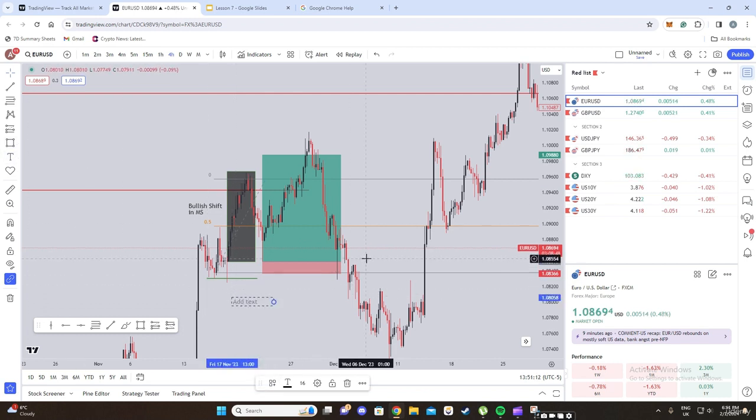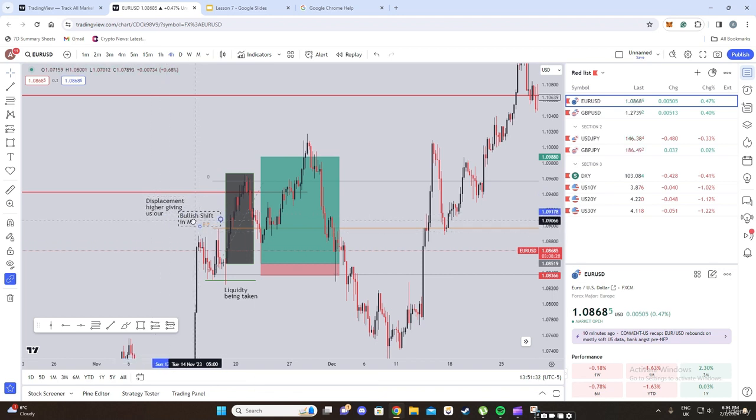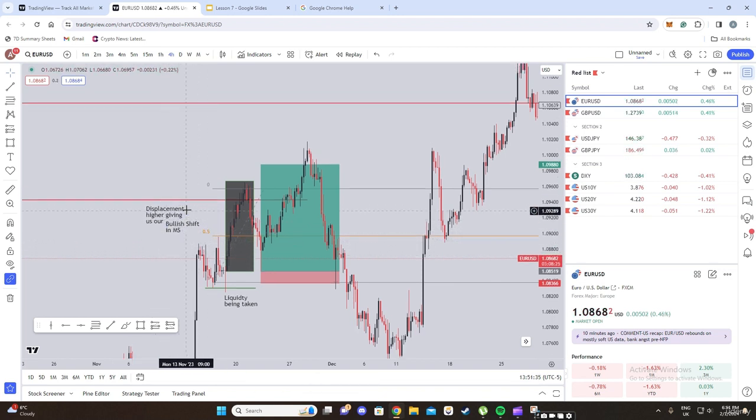So you would just put that into words. First, liquidity being taken by this, and a displacement higher, giving us our bullish shift in market structure. Put it like that. Then we would wait for a retracement into the discount, looking for confluence to go long.